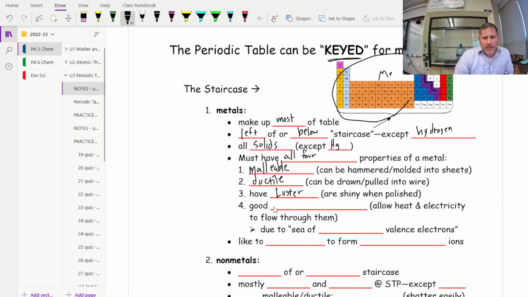And if you put electrons in them, they conduct, so they're good conductors. This allows heat and electricity to flow through them. Because of a sea of mobile valence electrons, it gives them that conductivity. Just remember, why are things conductive? Because they have a sea of mobile valence electrons. They tend to lose electrons, so they like to lose electrons, and they tend to form positive ions.